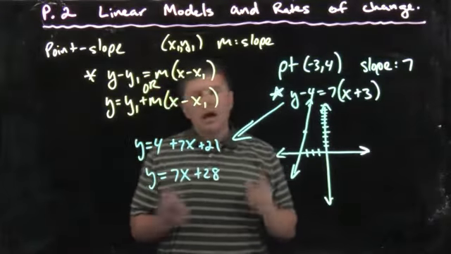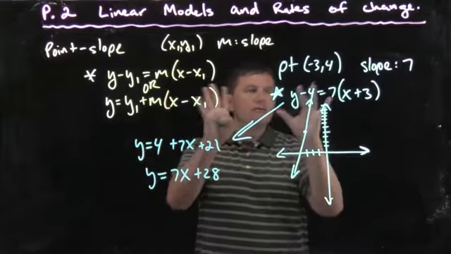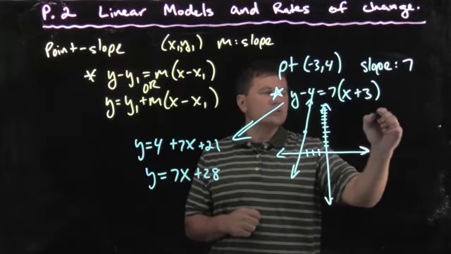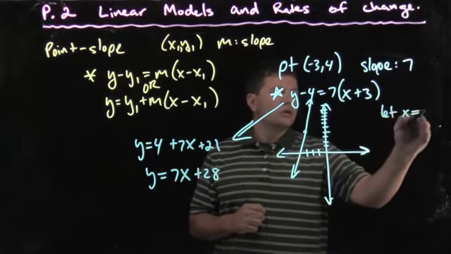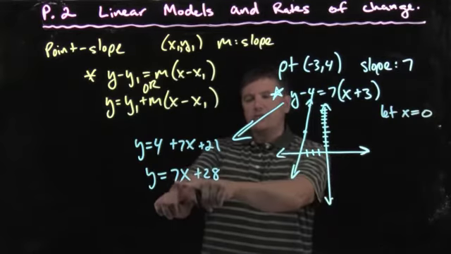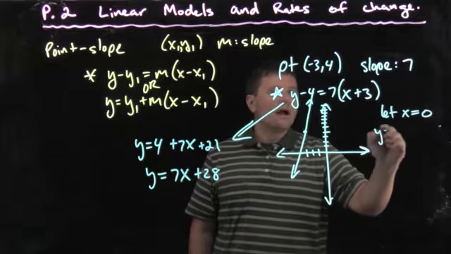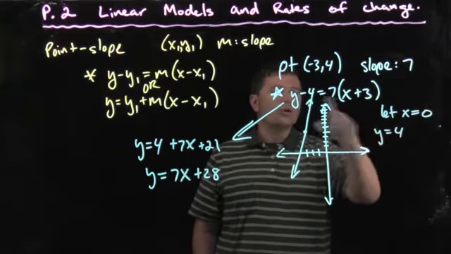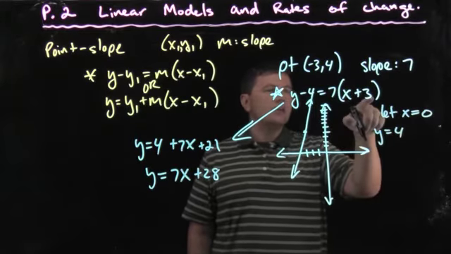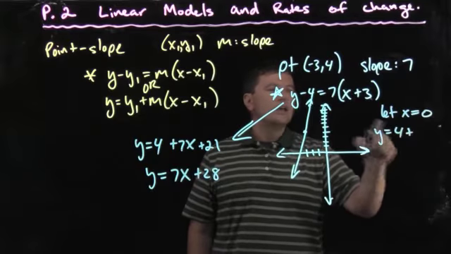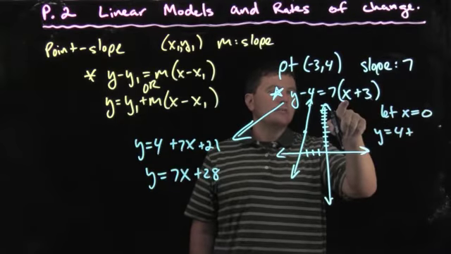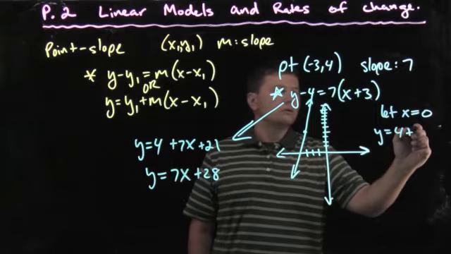comma 28. Another way to do this is if you just leave it in this form and then you just let x equal 0, that's another way you can get the y-intercept. Since we already know that the slope is 7, so this would be y is equal to 4, just move that over there, and then this is going to be plus, and then that's going to be 21.